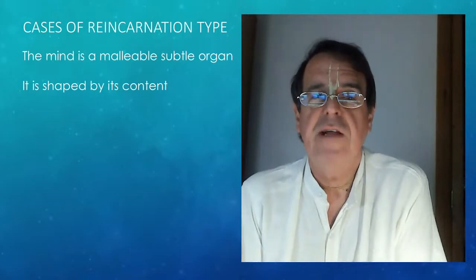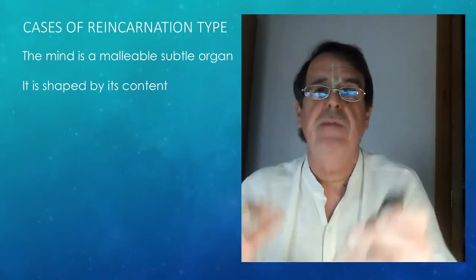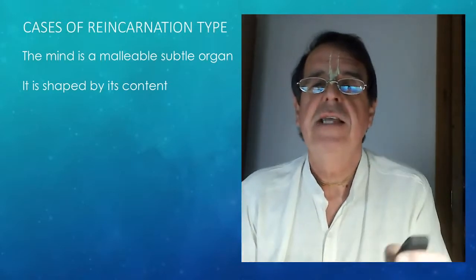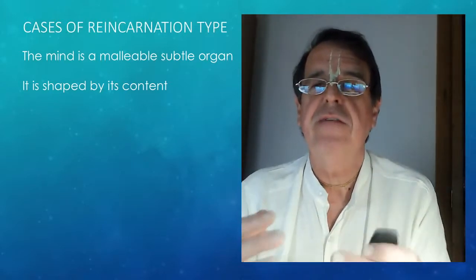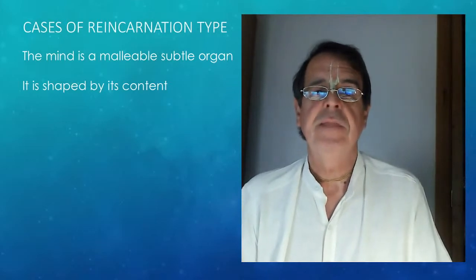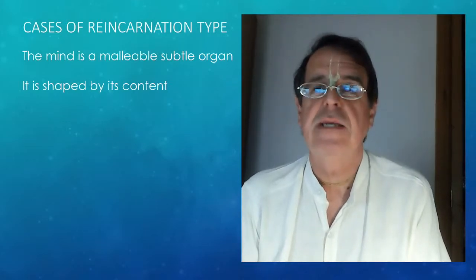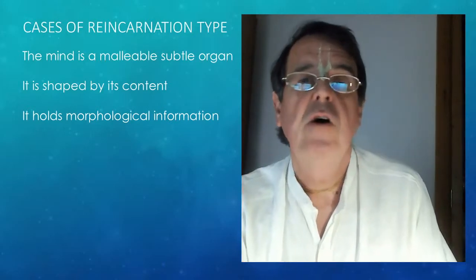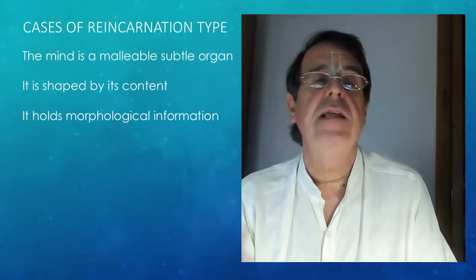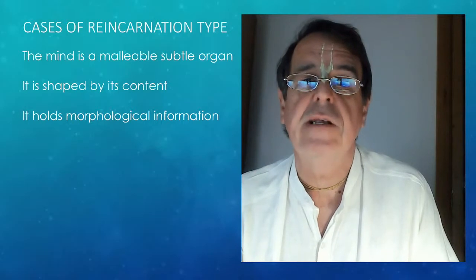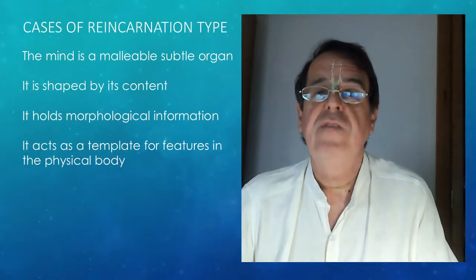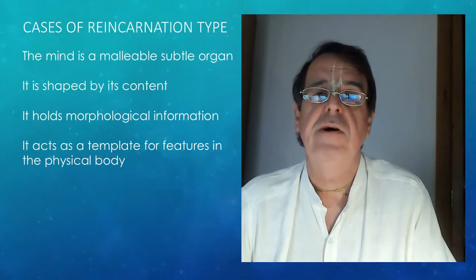And I'm speaking figuratively here. We don't actually understand the shape of our minds or what the minds are made of. But we can just understand that there must be some form manifesting in this sort of mental state. It's a way of conceptualizing what seems to be observed in the evidence, that the mind seems to fashion and retain morphological information. And thus the mind can act as a template for features that appear in the physical body.